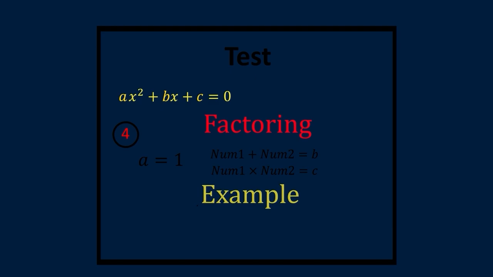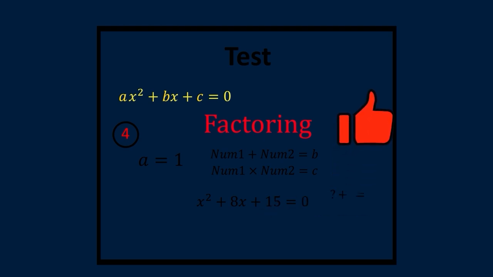Let's have an example. X squared plus 8x plus 15 equals 0. To solve it quickly, we find the two numbers that, if we add them up, become 8, and if we multiply them together, become 15. Excellent! The numbers are 3 and 5. So the answers become minus 5 and minus 3. The name of the method is factoring because actually we are rewriting the equation by its factors. In here, one of the factors is x plus 3 and another is x plus 5.